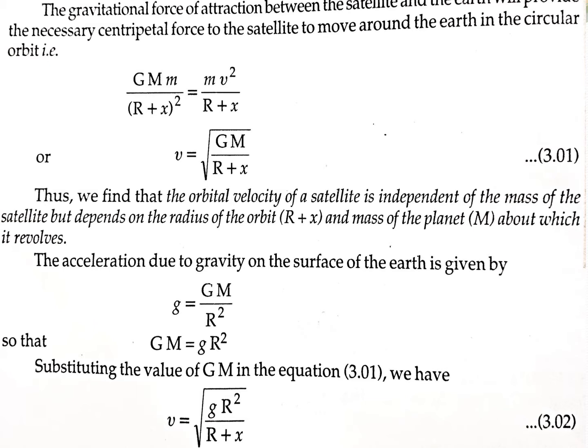The acceleration due to gravity at the surface of the Earth is given by g is equal to GM upon R squared. So cross multiply: GM is equal to gR squared. So putting the value of GM in the equation of velocity, v is equal to the square root of gR squared upon R plus x.